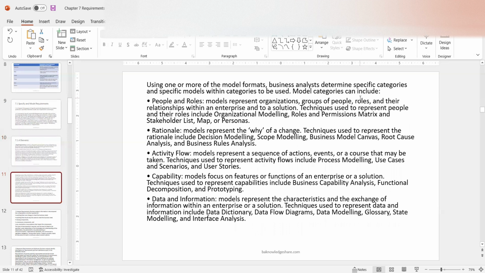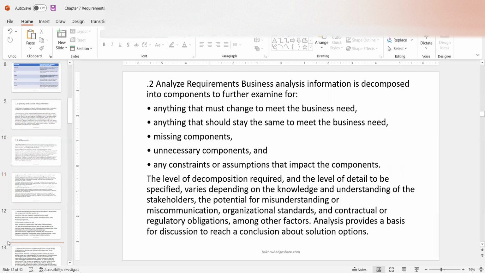Some of the model categories that she uses are people and roles, the why, the rationale behind it, the activity flow, where she uses activity diagrams, and the capability category. So she tries to represent the capabilities of the business that impact the requirements, as well as the data information, meaning she tries to understand, hey, what is the data flow of this effort.